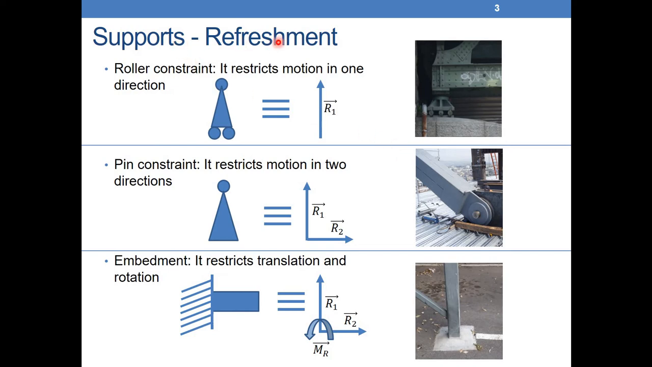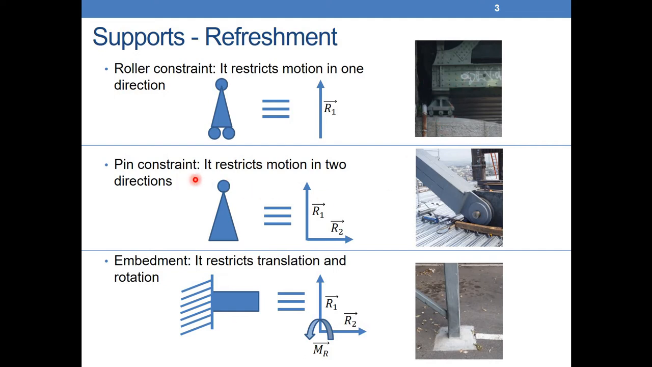So in the first lecture, we defined what we call supports. We defined three types of supports: the roller, the pin, and the embedment. The roller support restricts the motion only in one direction. So it will not go down. The vertical direction is restricted, but the horizontal one is not restricted, so it can move in the horizontal direction. That's why we'll have only a reaction force in the vertical direction, preventing the system from moving vertically.